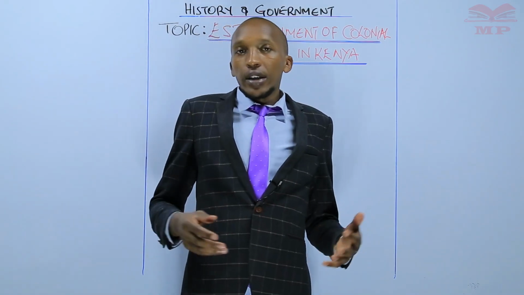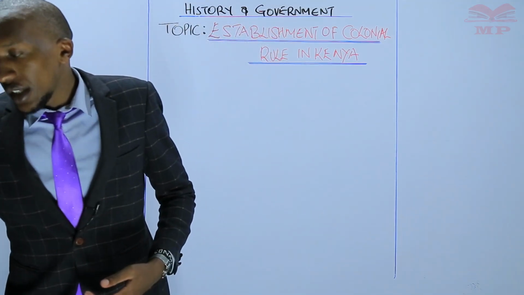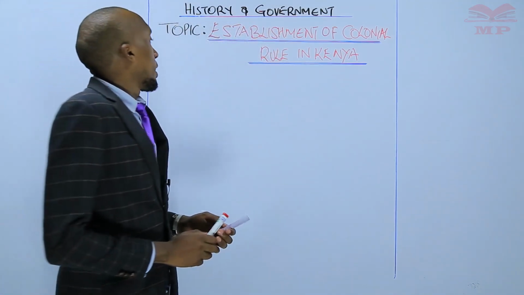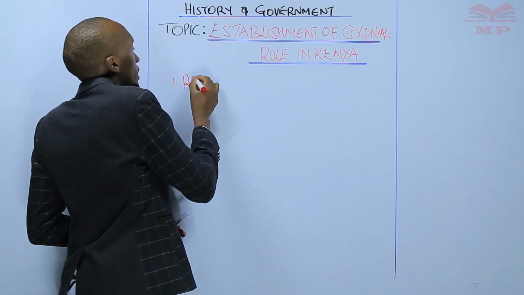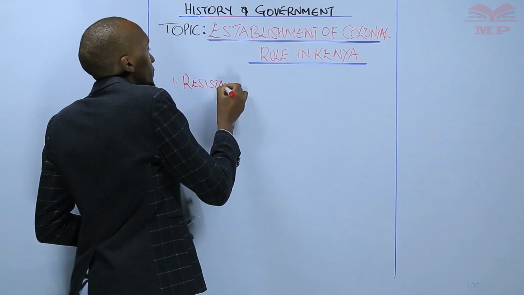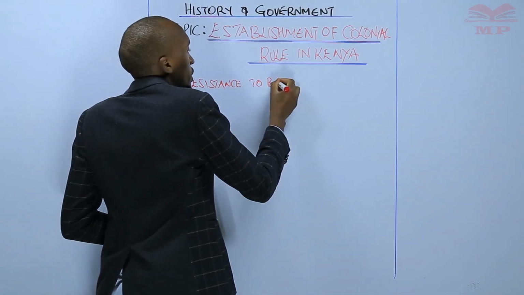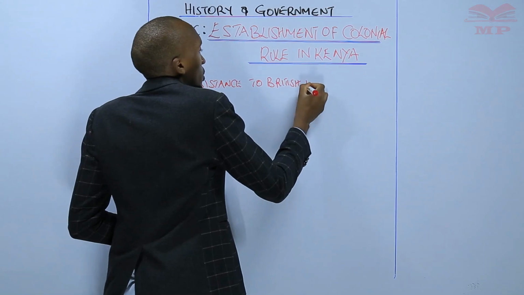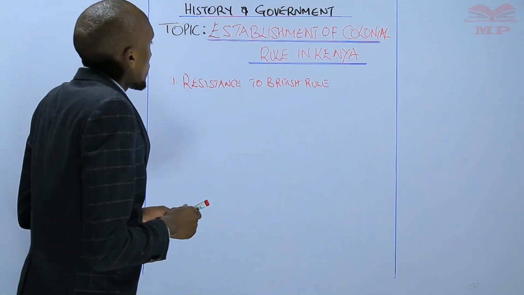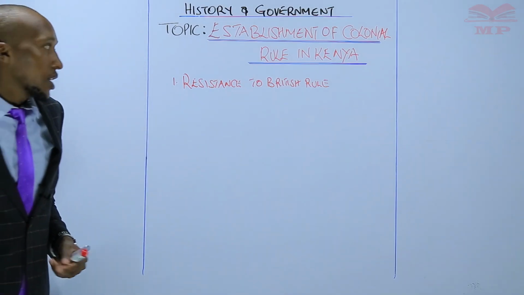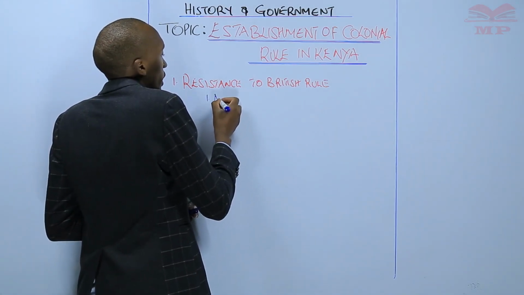And in our last lesson, we started engaging with resistance as a response. So number one, we are studying resistance to British rule. That is the subtopic that we have. And the community that we are studying is the resistance of the Nandi. So number one, the first community is the Nandi.